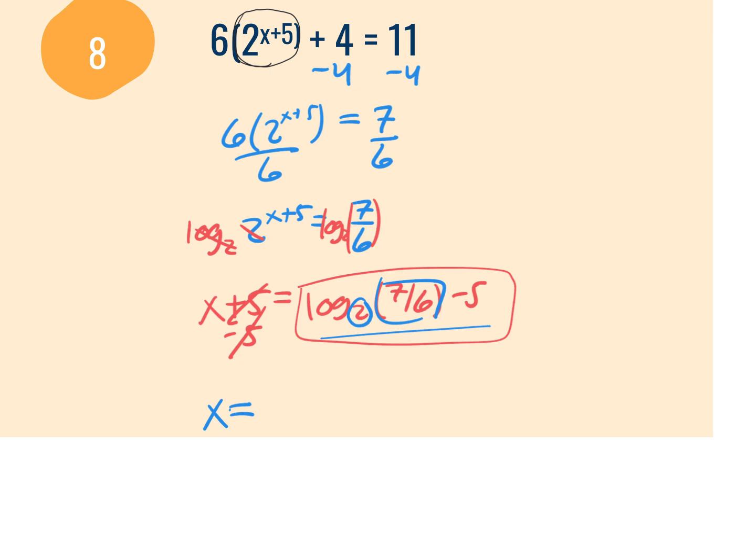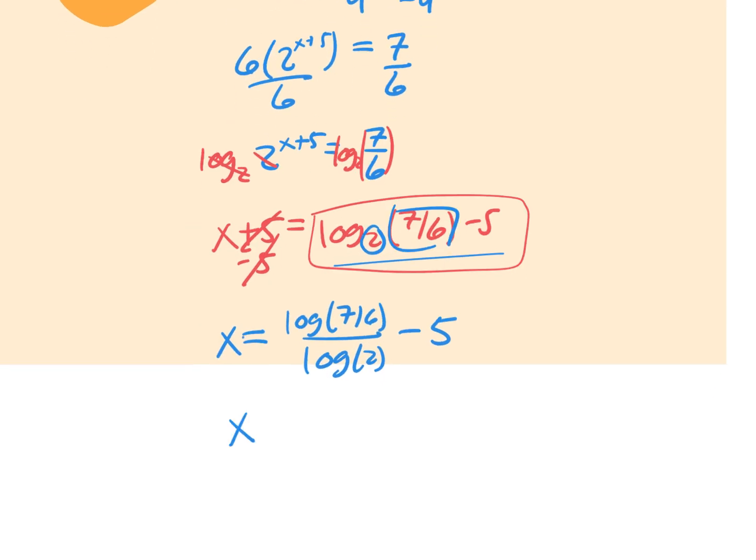Usually it doesn't work with a scientific calculator. Graphing typically has the option, but if you don't know how to do that, then you're going to have to do change of base. So to do change of base, it would be log of 7 over 6 over log of 2. Remember, change of base is the big over the little, minus 5. And then we would plug that into the calculator and let's see what we get. To 3 decimal places, we get approximately negative 4.778. We round it up.